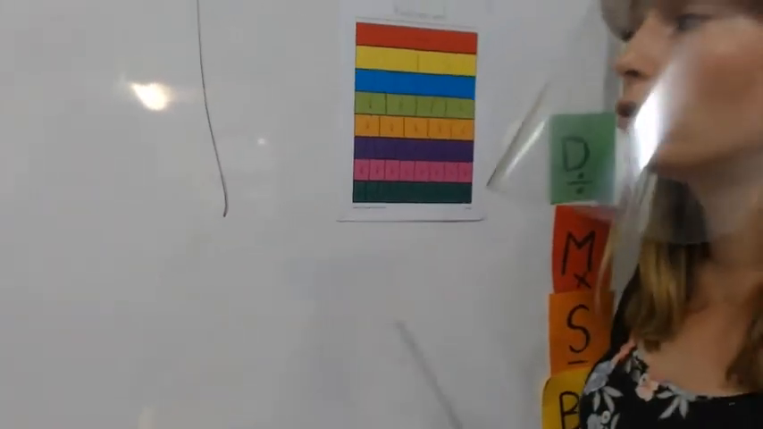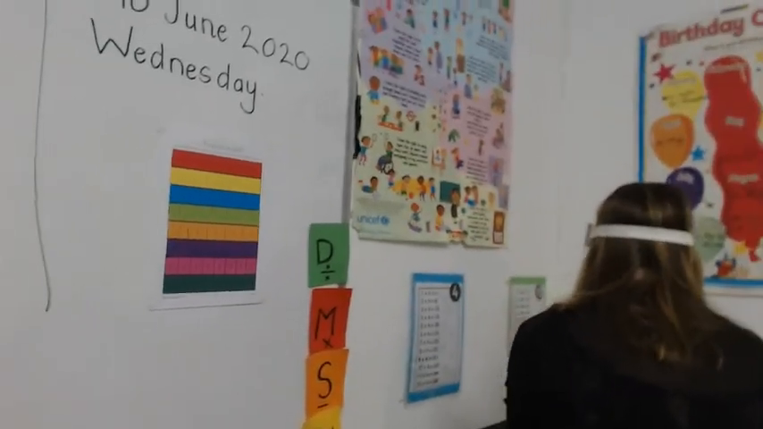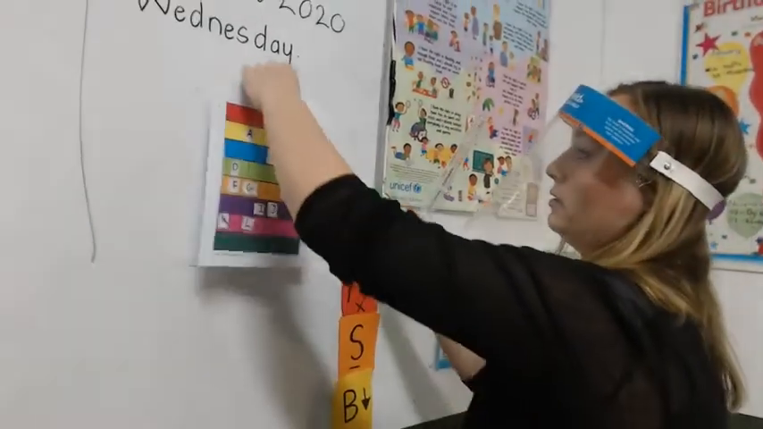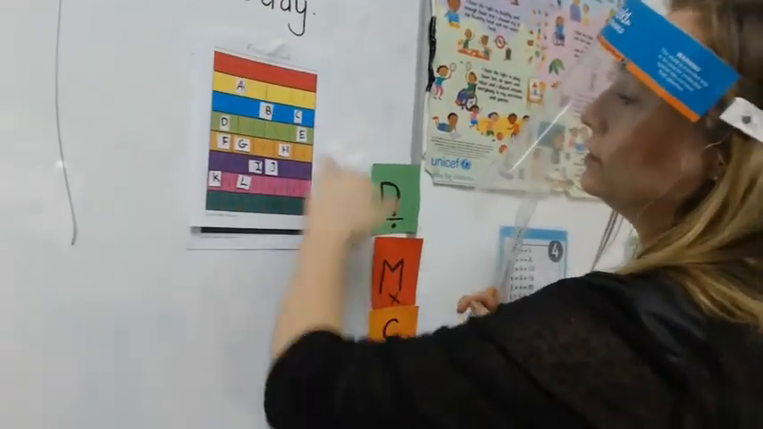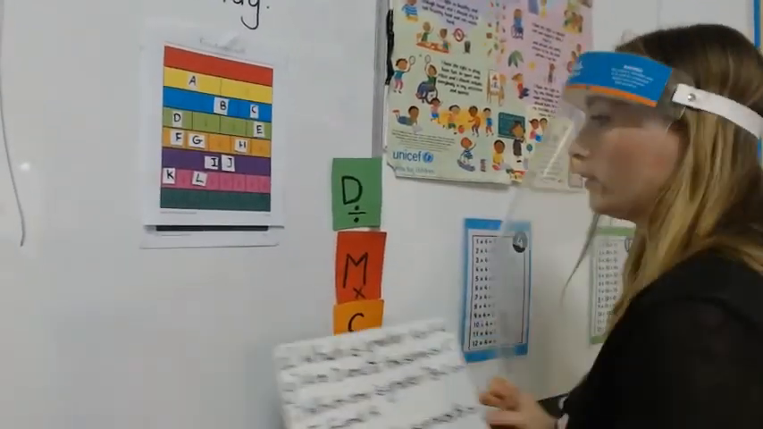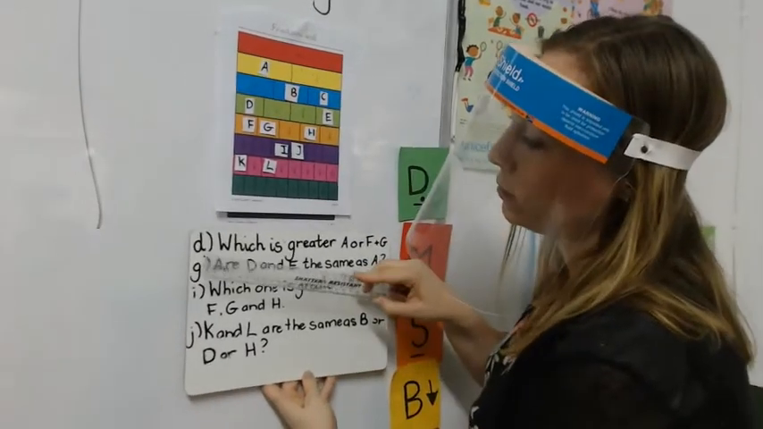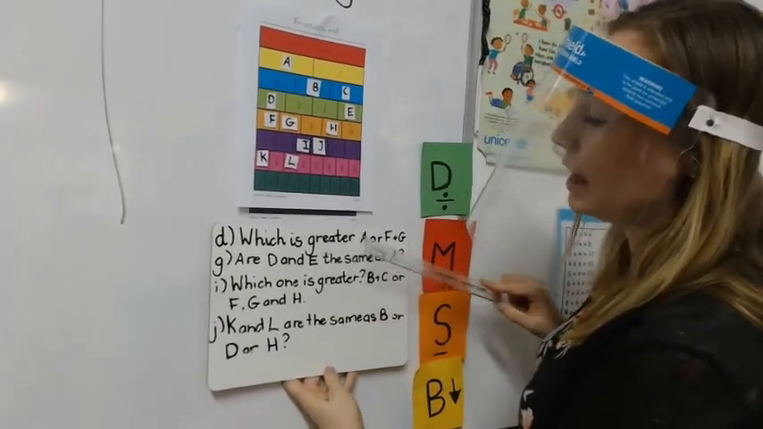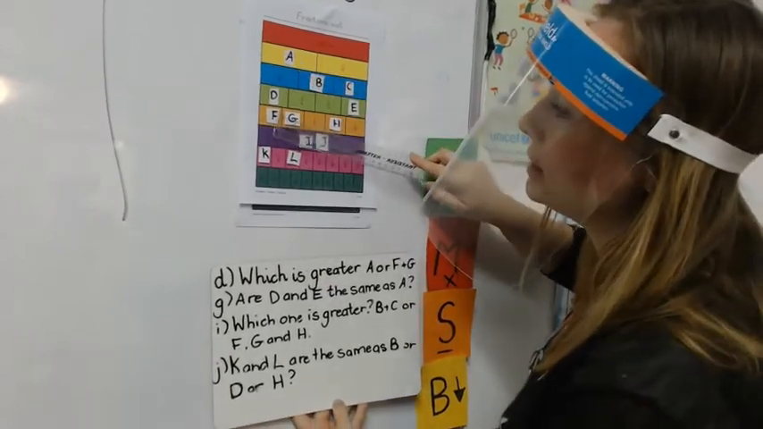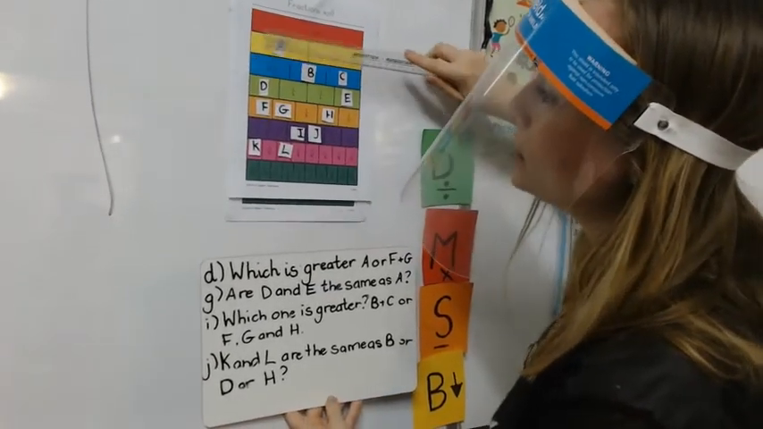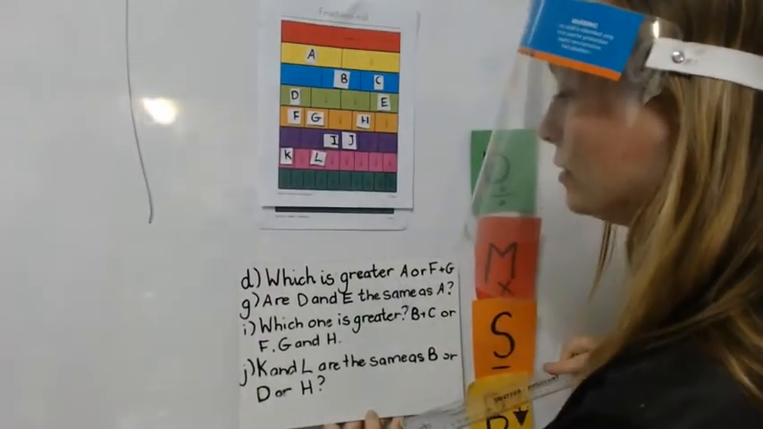Let's go over some of the questions that are given in this activity today. Your fractions wall in your book looks something like this, and some of the fractions have been replaced with letters. Underneath it we have question D. Which is greater, A or F or G? So we go look at A, and there's F and G. So A is obviously bigger than F and G. So you can say A is greater.